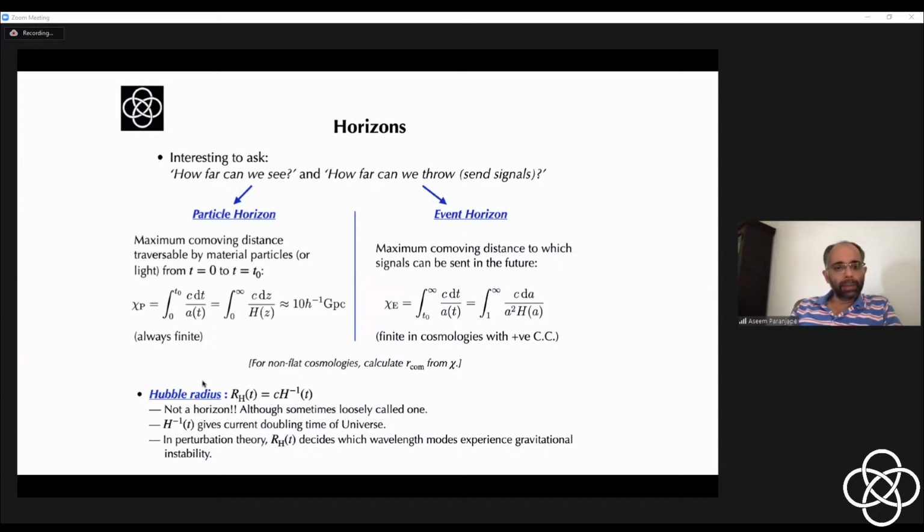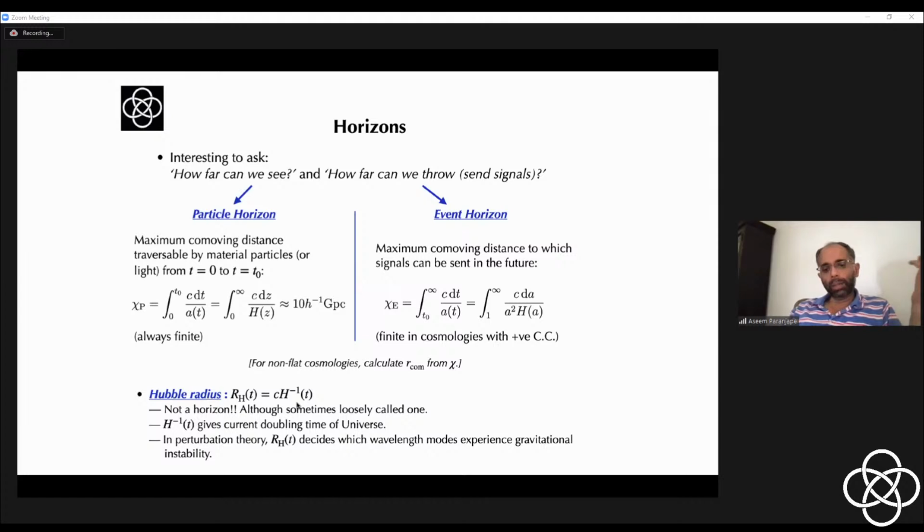And a related length scale in the problem, it is not exactly a horizon, but it is a very useful length scale, as we will see in tomorrow's lecture, is called the Hubble radius, which is just a dimensional argument at this stage for the time being, coming from the fact that the Hubble parameter, which is defined as a-dot over a, has units of inverse time, right? Because it is 1 over a, da by dt. So that 1 over dt gives you a unit of inverse time for the Hubble parameter, H. So this H inverse has a unit of time. So c times H inverse, c is the speed of light, c times H inverse has a unit of length.